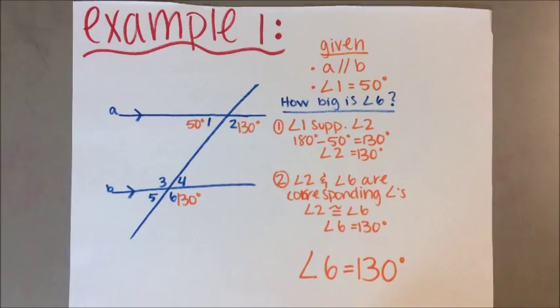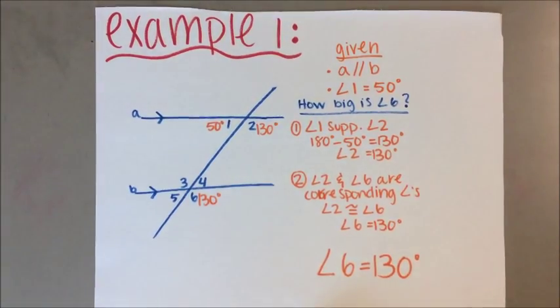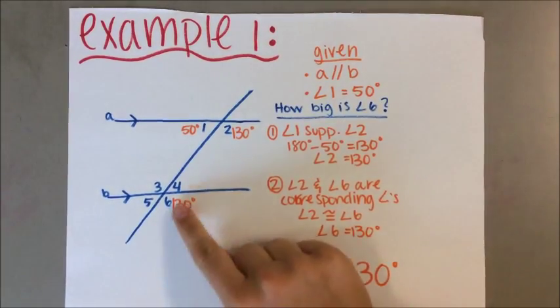Example 1. We're given that line A is parallel to line B. We're also given that angle 1 is equal to 50 degrees. The question is, how big is angle 6?